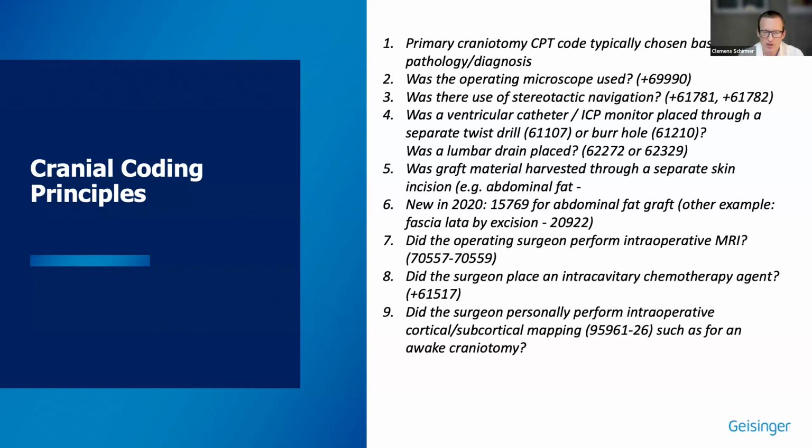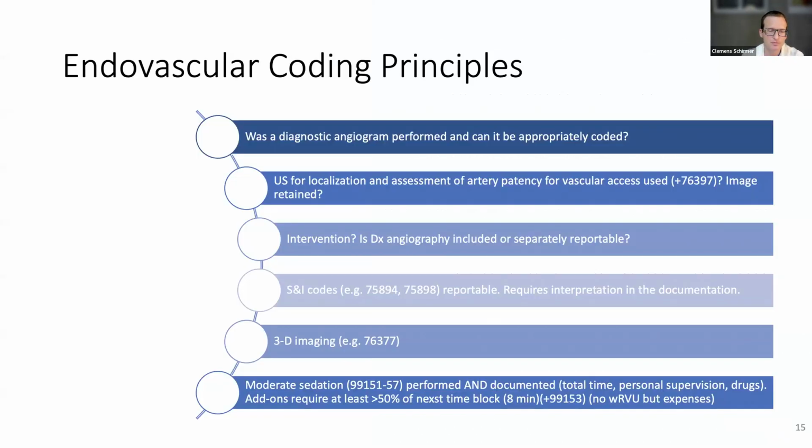If you have any kind of graft material that you're harvesting through a separate skin incision, abdominal fat, fascia lata, you can bill for this and code for this. If you just take it from the same incision, the periosteum or something like that, that doesn't count. That is built into your approach or your closure, if you will. There's a couple of extra codes for intraoperative MRI for those of you who have this. There's also a couple of extra codes for intracavitary chemotherapy, as well as cortical or subcortical mapping for some epilepsy resective procedures during an awake craniotomy.